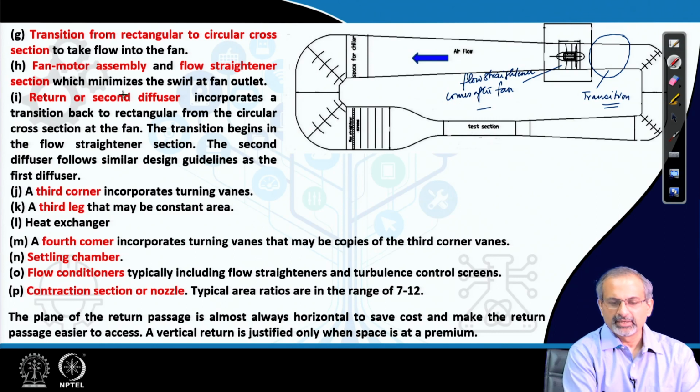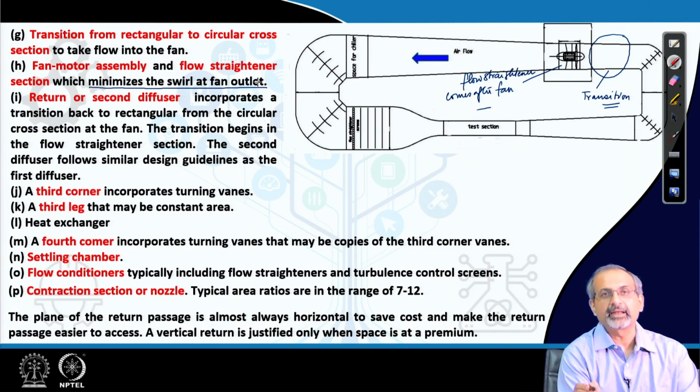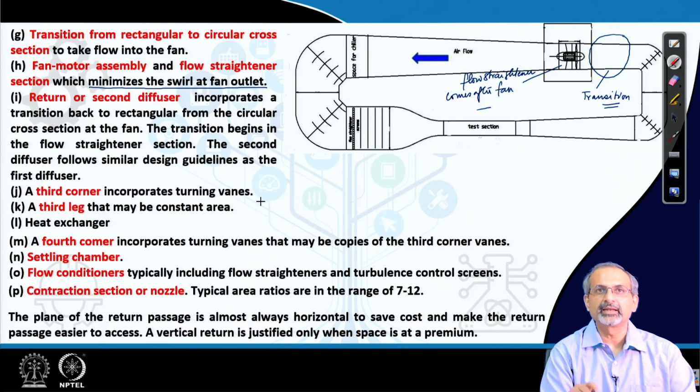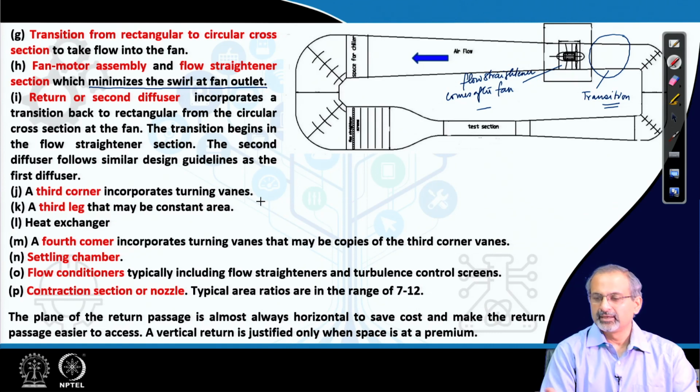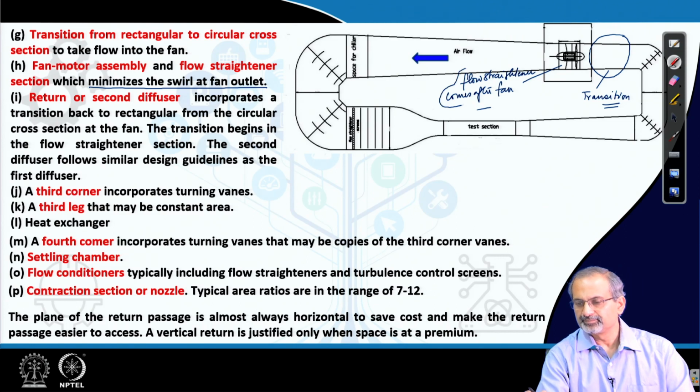And what does it do? It minimizes the swirl at fan outlet. So, when the fan blades rotate, they induce a lot of swirl into the flow. Flow straighteners negate that effect and make the flow more or less axial again.